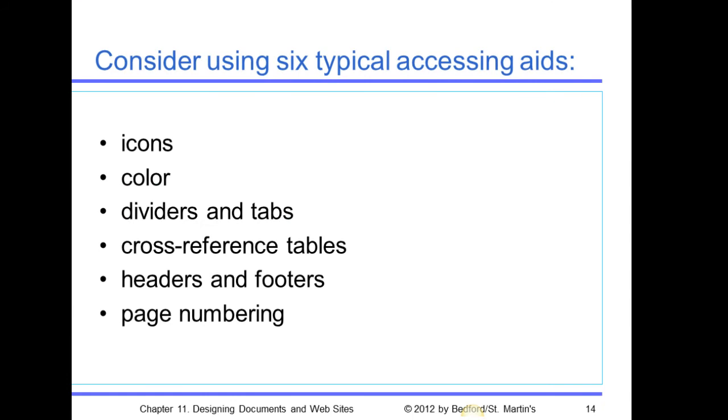Consider using these typical access icons. Help find, tabs, color. You may find chapters where each chapter is done in a different color so that it's easy to find. Dividers and tabs are helpful. Cross-referencing tables so that you can easily find what you're looking for. Headers and footers, page numbering. All these things are part of what help you to organize.